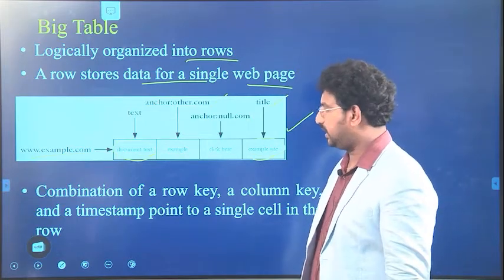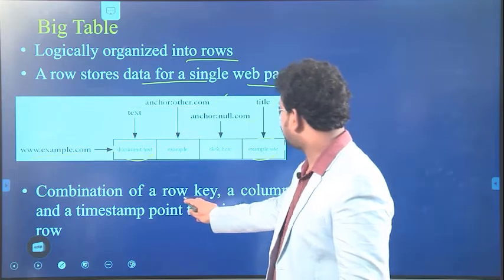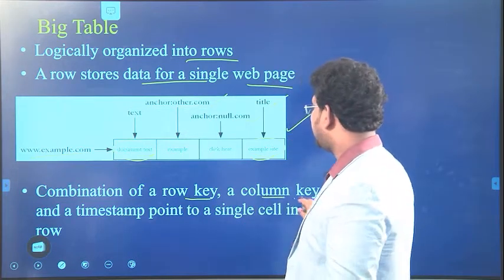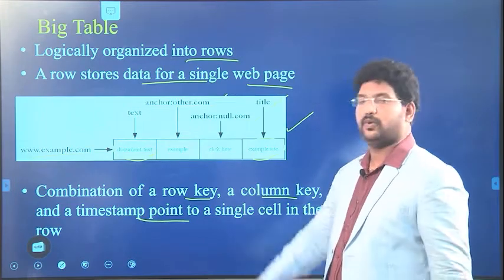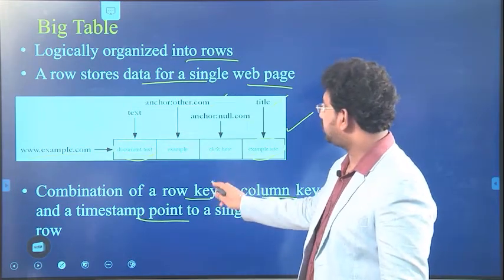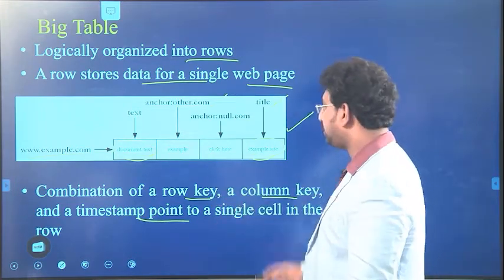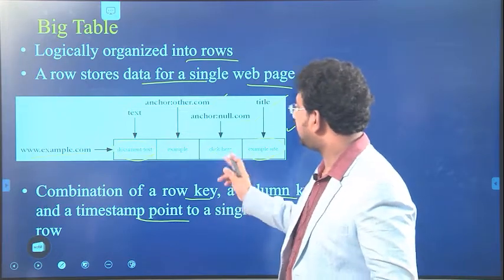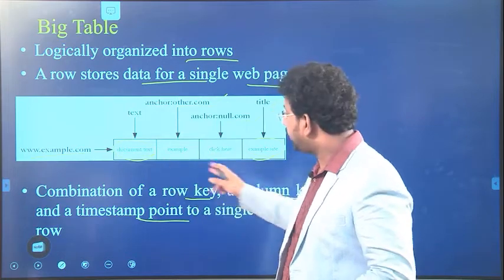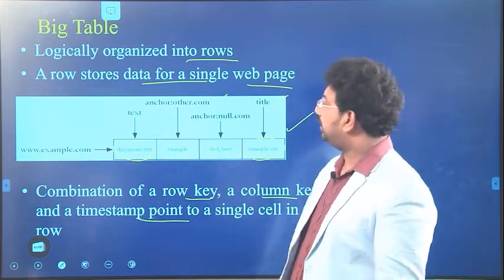Some more columns will be added according to the needs of the web pages. And here the combination of a row key, a column key, and a timestamp points to a single cell in a row, a single cell in the entire row. So this is about the Bigtable.